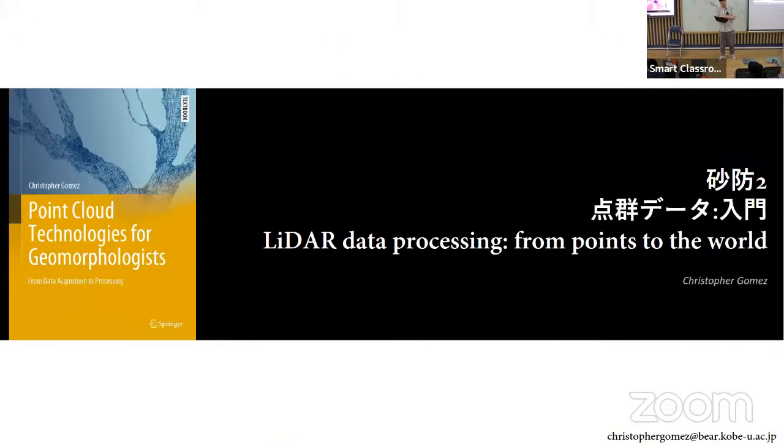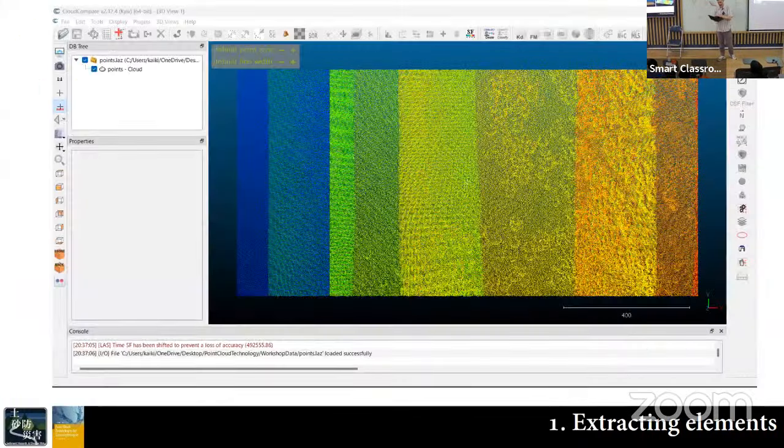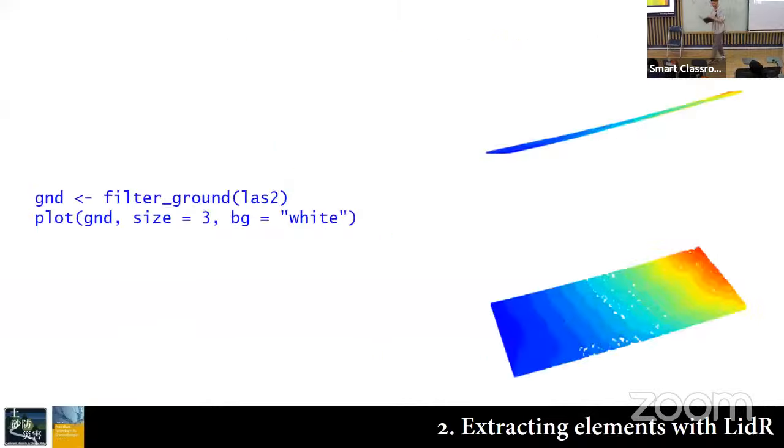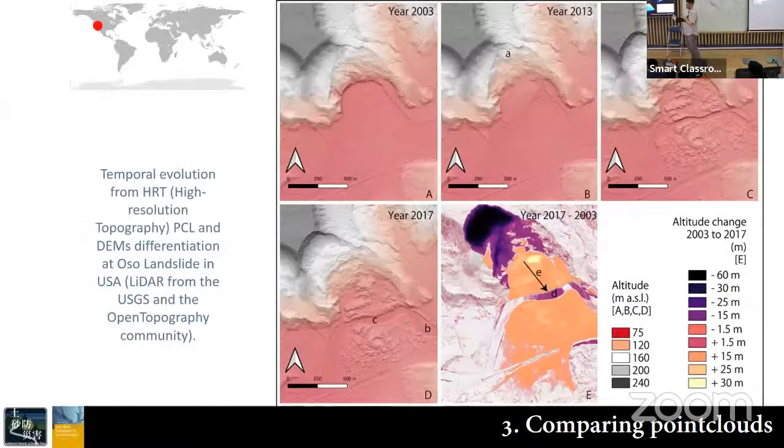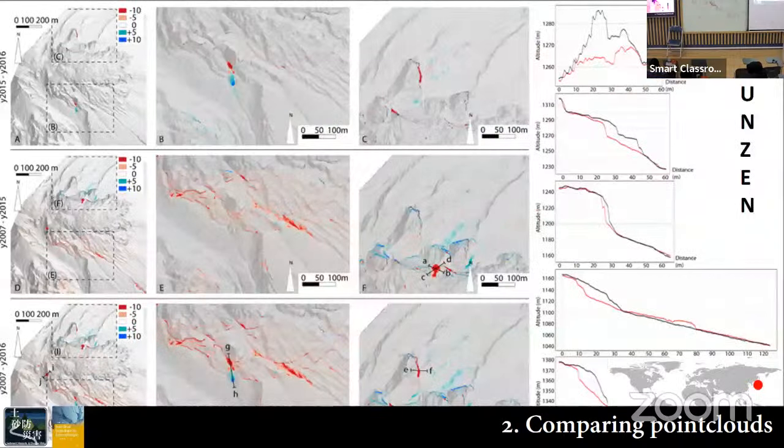This is the landslide in the USA. 2003, 2013, 2014, 2017. So you can see the landslide going down and then blocking the valley. So this landslide actually evolves over time. So we compare different times to create this kind of evolution timeline.